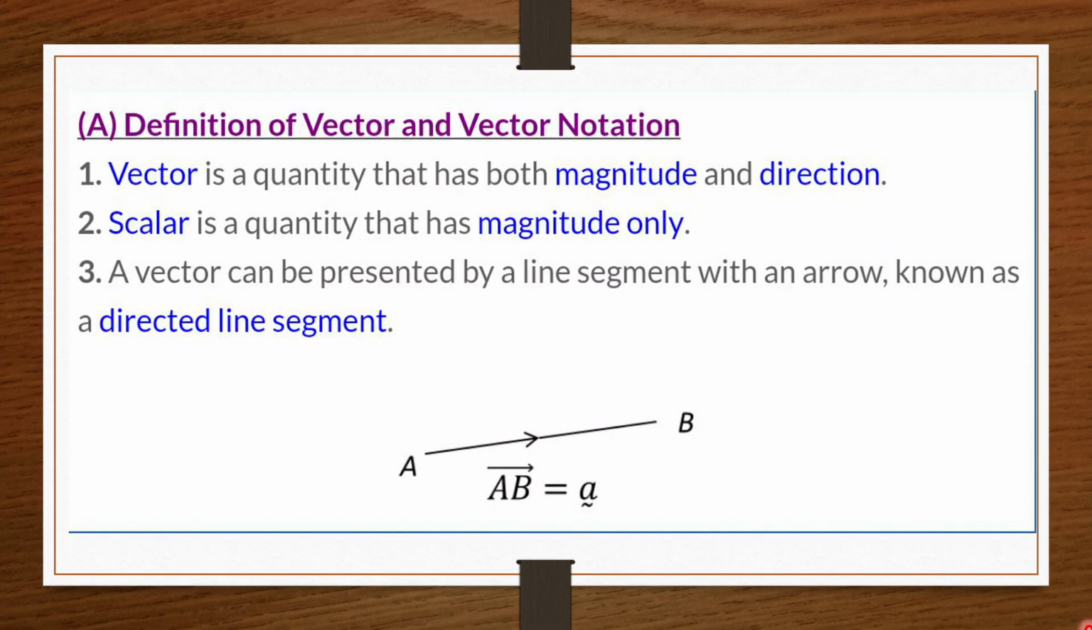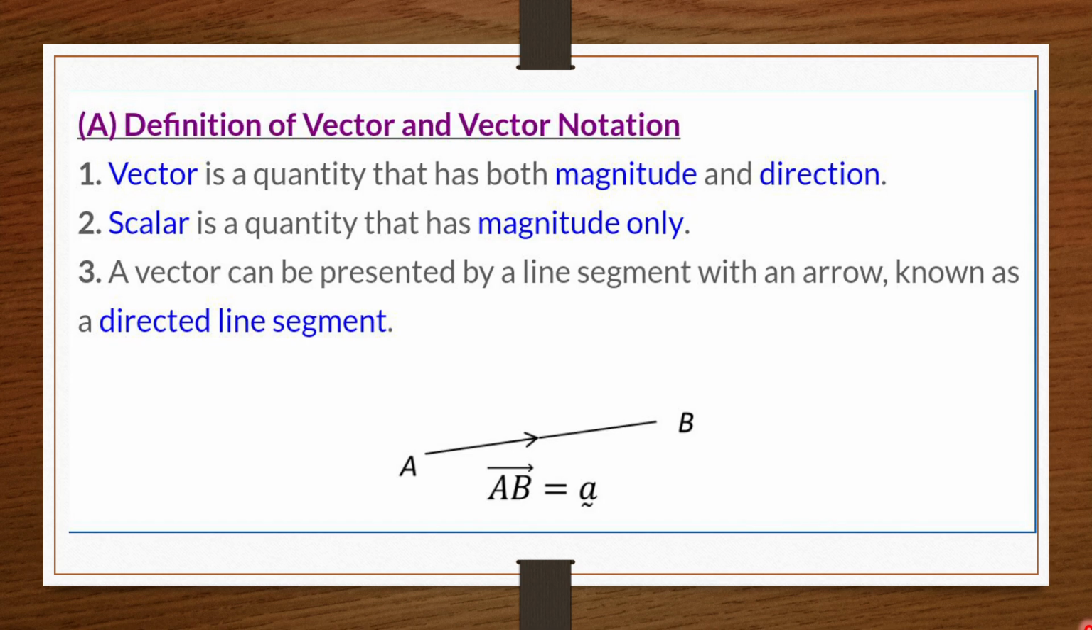Definition of vector and vector notation. A vector is a quantity that has both magnitude and direction. Magnitude means the length. A scalar is a quantity that has magnitude only. So remember the difference between a vector and a scalar. A vector has magnitude and direction. A scalar is a quantity with magnitude only. For example, velocity is a vector. Speed is a scalar.